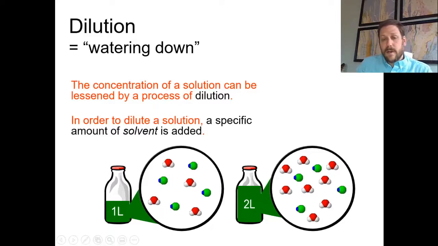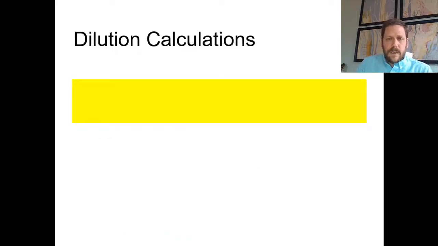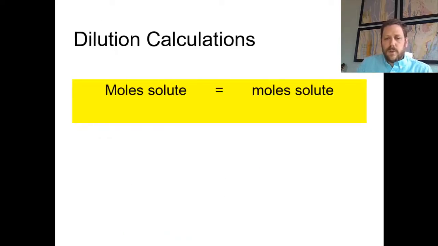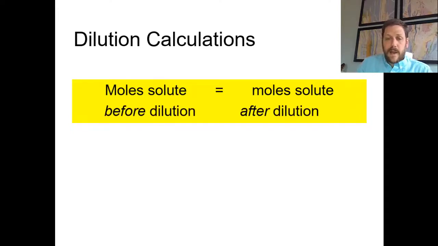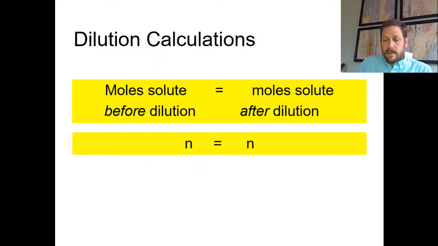Well, of course, we only added water, so we're adding solvent, but the number of moles of solute doesn't change. And that's an important idea. The number of moles of solute before the dilution is equal to the number of moles of solute after the dilution. And you remember the symbol for moles of solute is a lowercase letter n. So we could say n initial equals n final. And this is the beginning of our calculation for dilution.